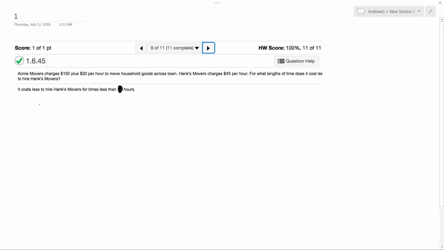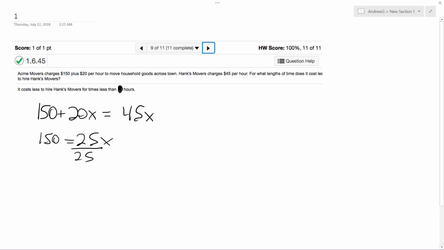So what we do is we set the initial fee plus 20x equal to 45x, and then we're going to solve where these are equal to each other. So 150 is equal to 25x, after we subtract 20x from both sides. Then we divide both sides by 25, so x equals 6 hours.